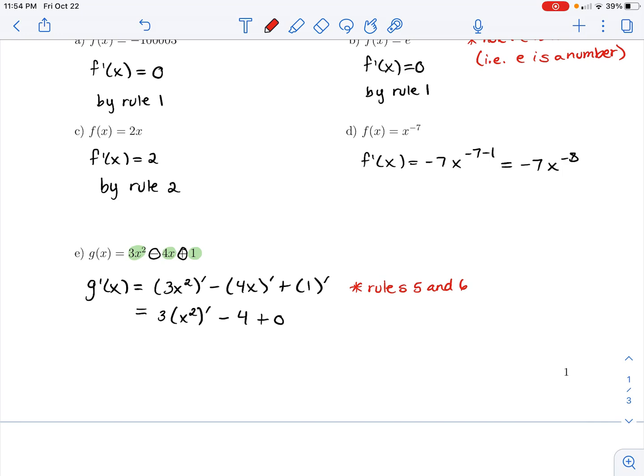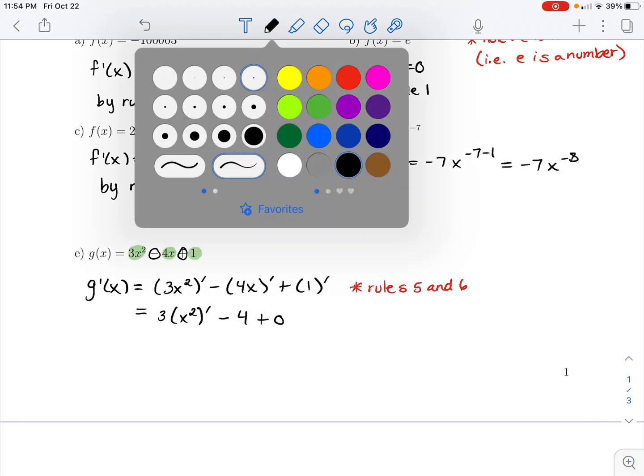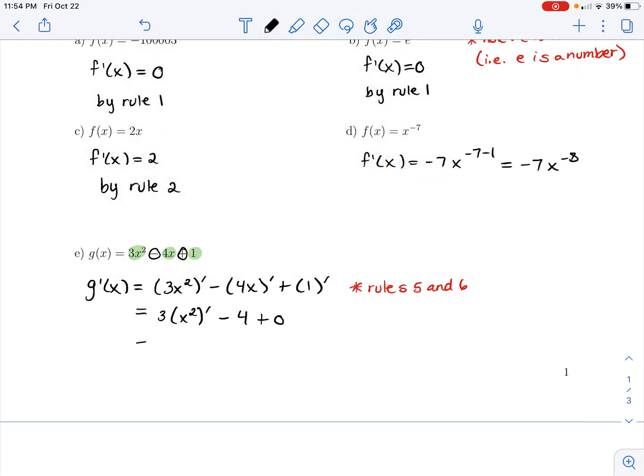Okay, and then the second line from there, we used a lot of different rules, but hopefully you see what I'm talking about. And then the last line here, to find the derivative of x squared, I'm just going to use the power rule. So this is 3 times, bring down the 2, copy the x to the 2 minus 1, minus 4. So this is just going to be 3 times 2x minus 4, which is just 6x minus 4.